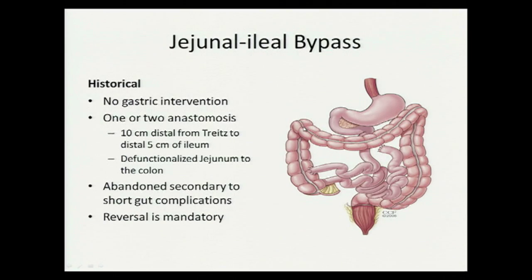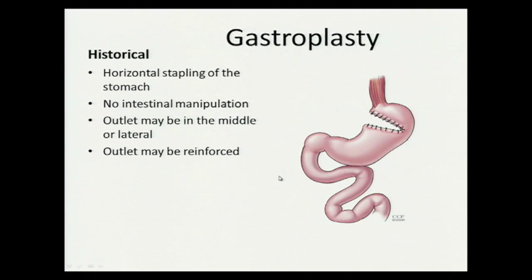You'll have either one or two anastomoses. The anastomosis that is distal to the ligament of Treitz is going to lead straight into the ileum, and then the defunctionalized limb, or the limb that's no longer in circuit, can sometimes be anastomosed either to the transverse colon or to the right colon. Again, this operation is a historical operation, so it's pretty uncommon for you to see this.